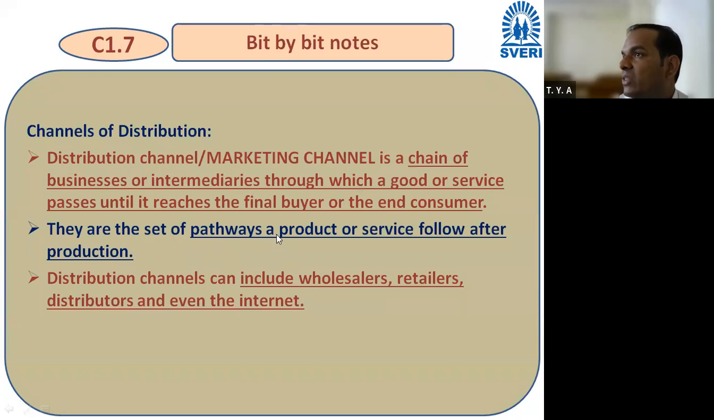They are the set of pathways a product or service follows after production. What is the marketing channel again, or channel of distribution? Pathway, कुठल्या मार्गाने ते मूव होत आहे. So I have given example of sugar. Sugar factory to wholesaler, wholesaler to retailer, and end user like us. The distribution channels can include wholesaler, retailer, distributor, even the internet also. So distribution channel मध्ये आता e-commerce आलंय. So internet सुद्धा आता मागच्या 5-10 वर्षापासून तुम्ही कन्सिडरेशन मध्ये घेतला पाहिजे. सो होलसेलर, रिटेलर, डिस्ट्रीब्युटर. सो विल डिस्कस वन बाय वन.